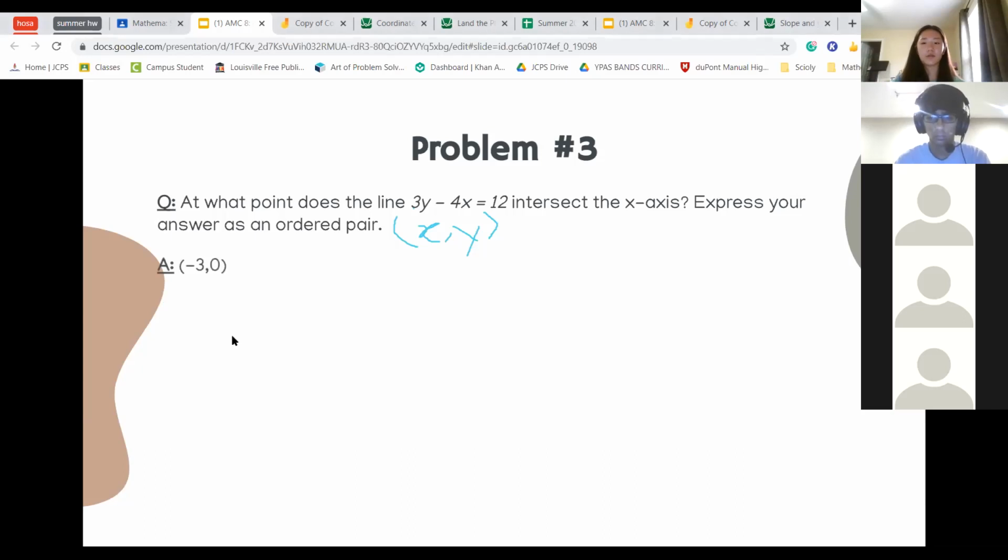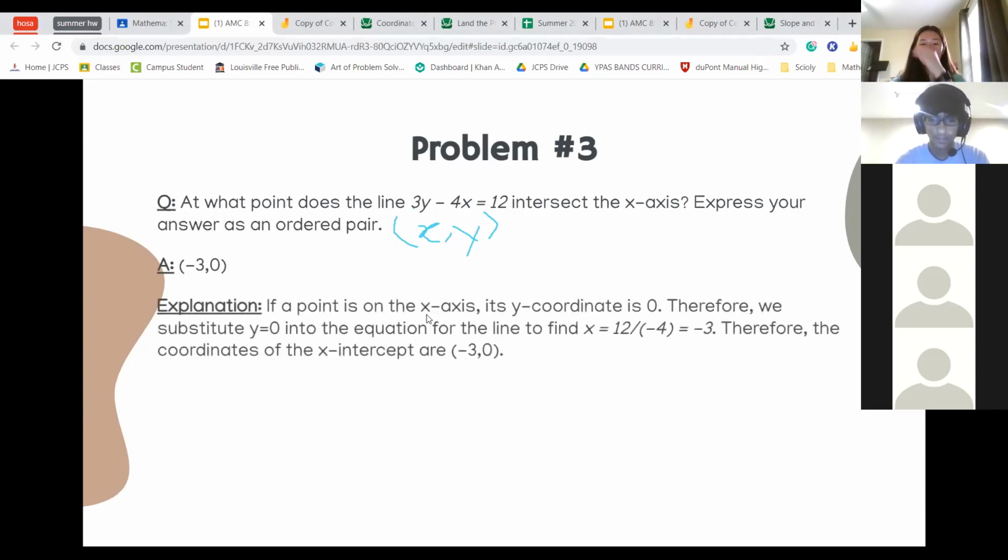So the answer was what most of you said, which is -3 comma 0. This is because if a point is on the x-axis, its y-coordinate is 0. So an x-intercept is going to be in the format x comma 0. That's why the y-coordinate, which is right here, is 0. So we can substitute y equals 0 into the equation.